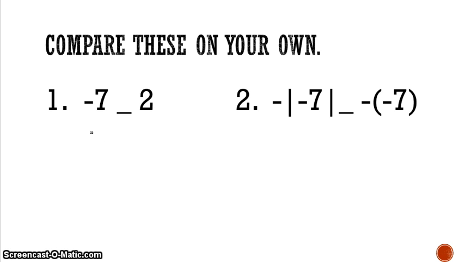Okay, let's see if you got these right. So I have -7 and I have 2. 2 is positive, -7 is negative. So 2 is automatically greater than -7.